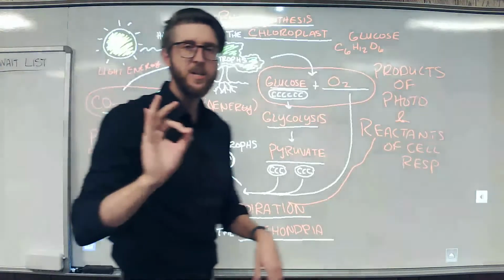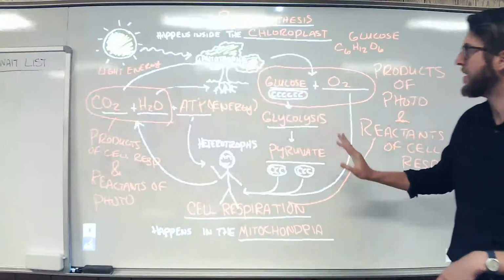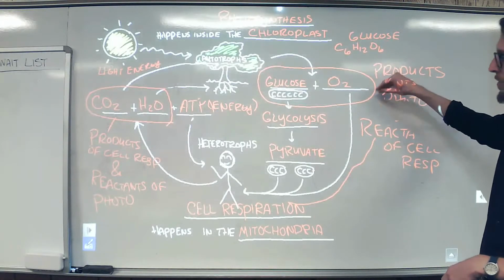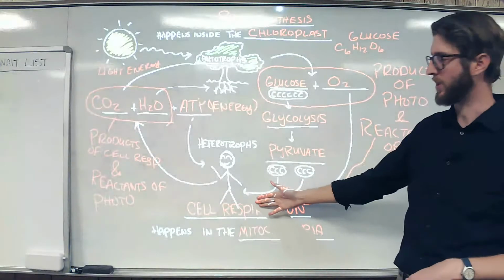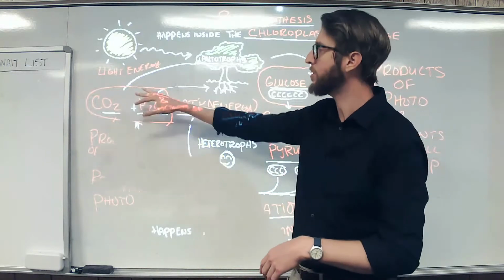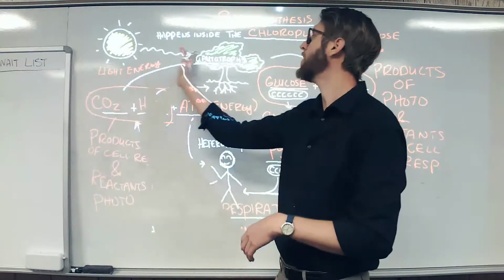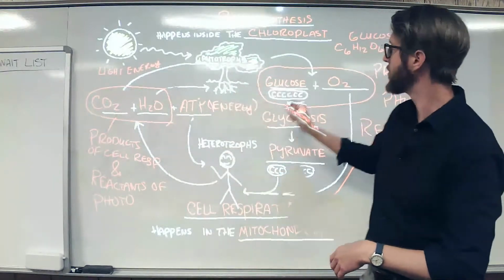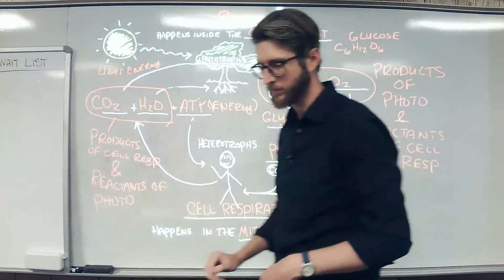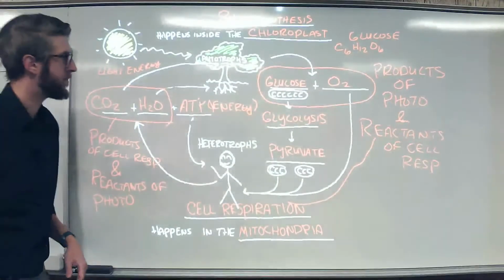So what I'm trying to get at is that the products of photosynthesis are also the reactants that go into cell respiration. And the products of cell respiration that get made are also the reactants that go into photosynthesis. So the products of one are the reactants of the other in both cases.